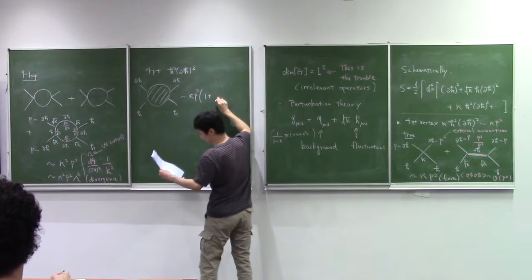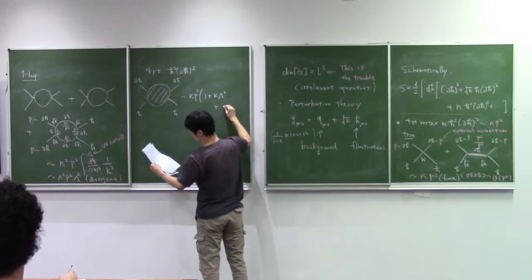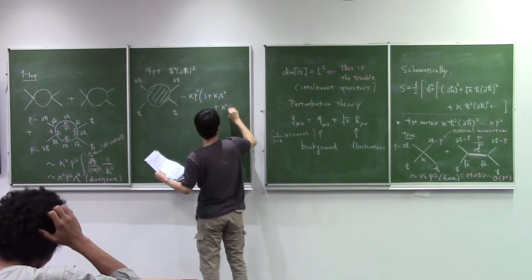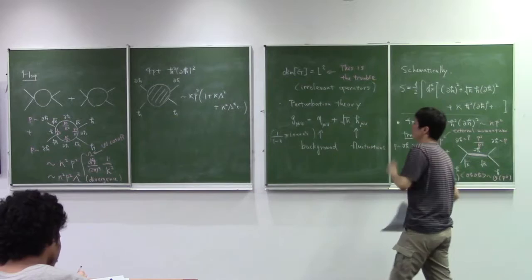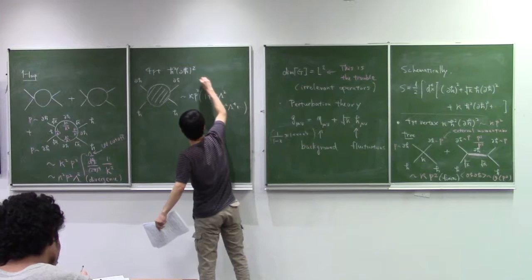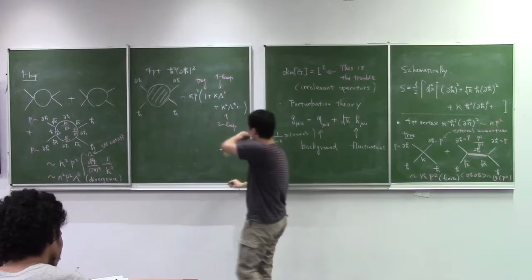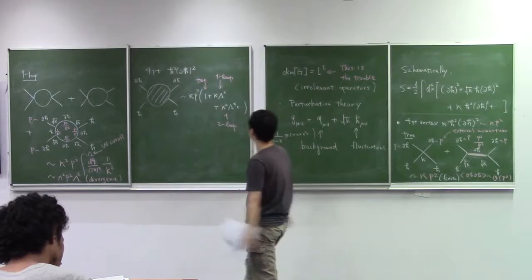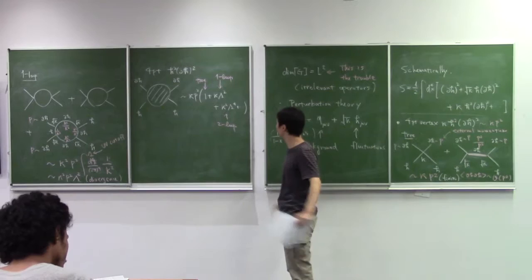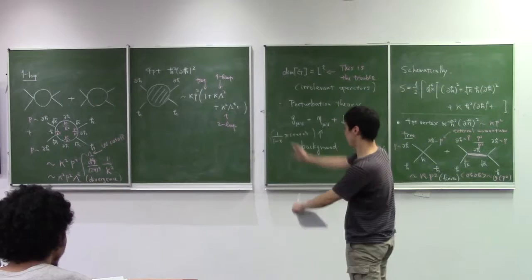So then kappa from the square and kappa square. Yeah, if you calculate, this is first tree, this is one loop, and this is two loops, and so on. As you go to higher and higher loops, the degree of divergence gets larger and larger. And of course, you can introduce counterterms to cancel these divergences.